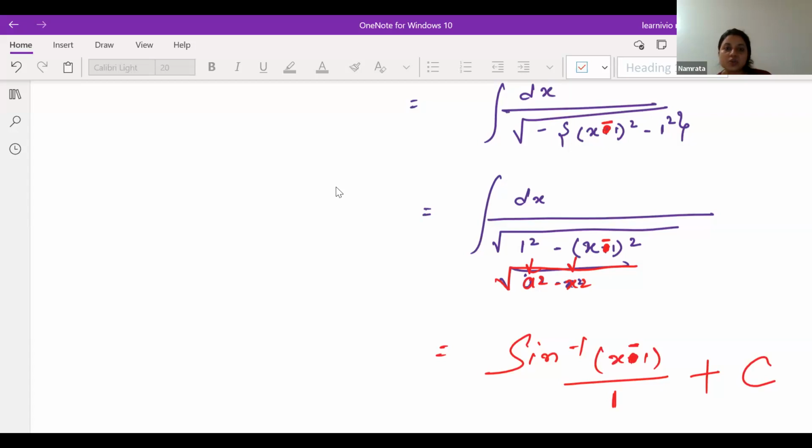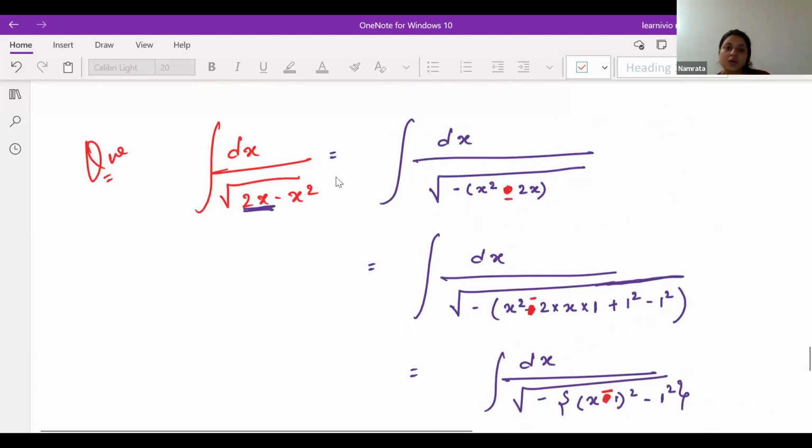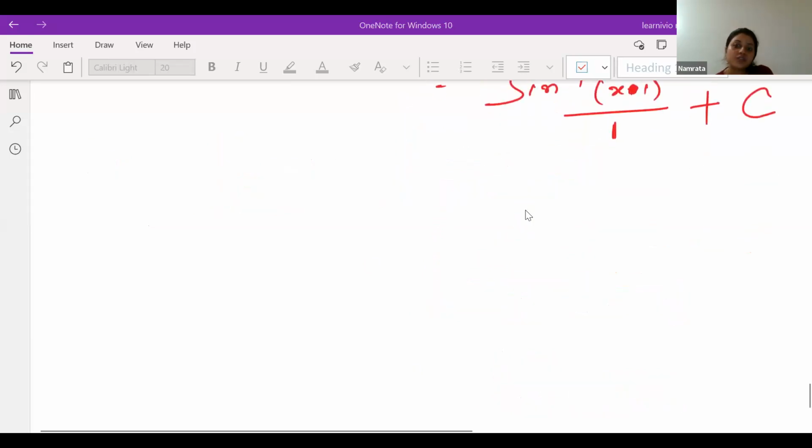Instead of x plus 1 whole square, we are having x minus 1 whole square according to the given question, where we were having dx by under root 2x minus x square. Yes, is it okay now? Shahid? Yeah. So this is how we will use the formula.